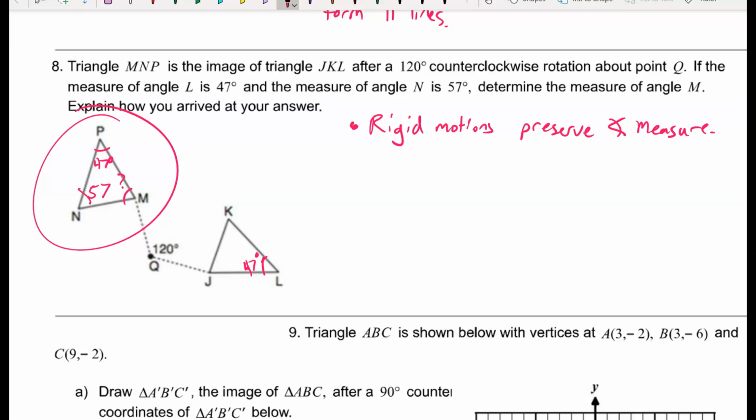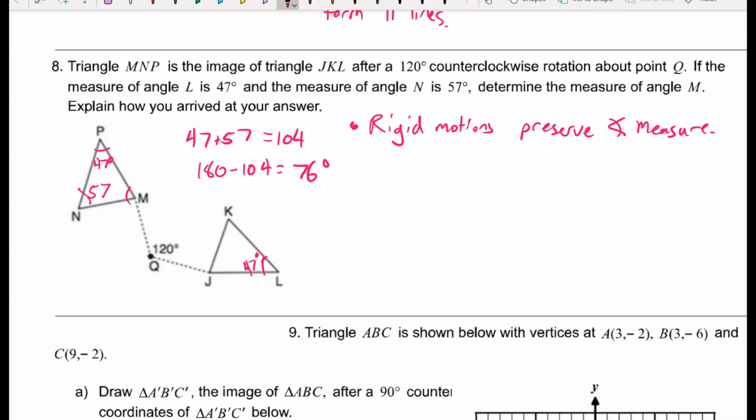Now look at this. I've got a triangle with two angles, 47 and 57, and I'm only missing one. So if I add up 47 and 57, I get 104. And again, if I subtract from 180, I can find that my missing angle for M should be 76 degrees. So the two big ideas that we used here were that rigid motions preserve angle measures, so I could mark angle P as 47 degrees, and that the angles in a triangle should sum to 180 degrees. That's how we figured out M by subtracting. So my answer here is angle M is equal to 76 degrees.